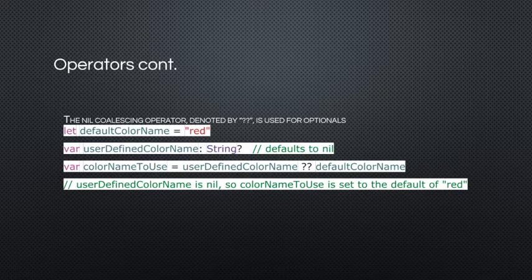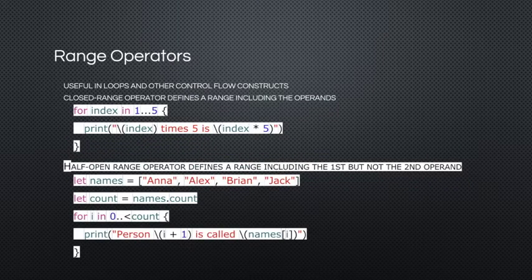The nil coalescing operator, that is kind of like the ternary operator. Basically what it is, in this example, you would do this operation if user-defined color name is not nil. If it is nil, then you would set color name to use equal to default color name instead of this one, because it would be nil. That comes in useful sometimes.